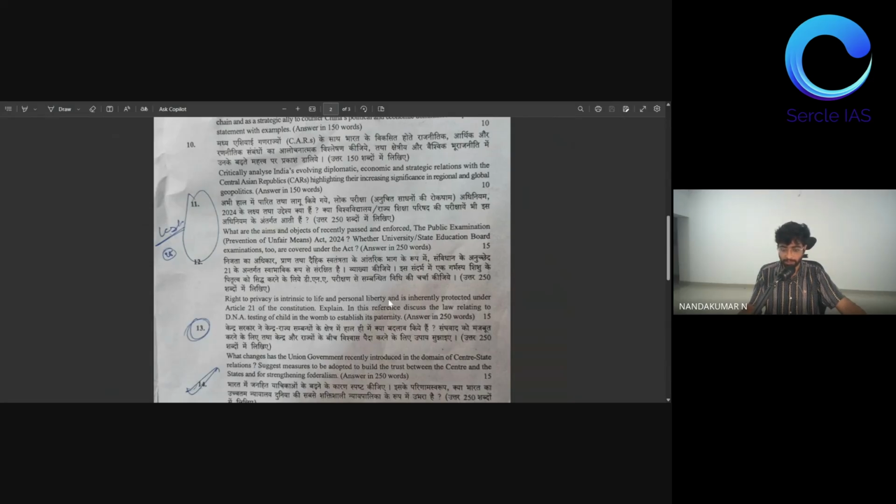Right to privacy is intrinsic to life and personal liberty and is inherently protected under Article 21 of the Constitution. Explain. In this reference, discuss the law relating to DNA testing of a child in the womb to establish its paternity.